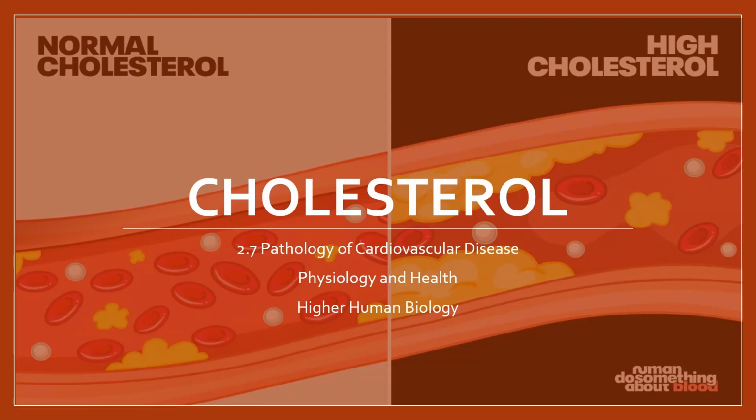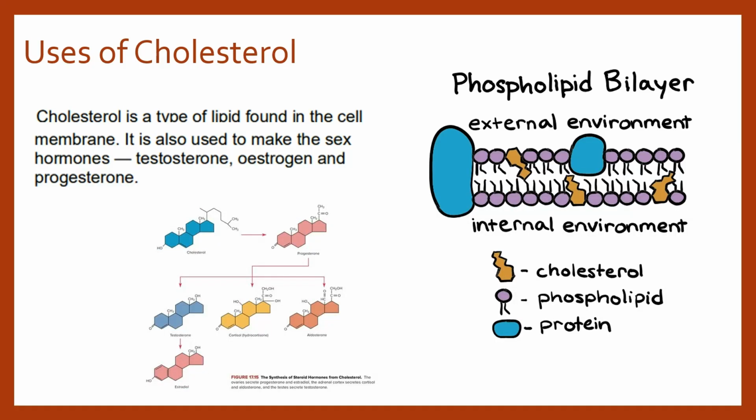Hi, and in this video we'll finish Key Area 2.7 Pathology of Cardiovascular Disease by looking at the role cholesterol has to play in the formation of these health conditions. So cholesterol is an essential molecule that our body does need. It's used as part of our cell membrane, so every single cell of the body does require cholesterol. And it's also used to make the sex hormones, testosterone, estrogen, and progesterone that we discussed in the reproductive section of this unit.